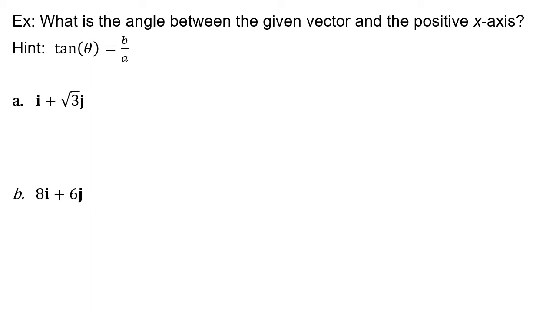So if I have a vector i plus root 3 j, or if you'd rather write it, this is 1 and square root of 3 for the vector, whichever one you want to do, then I could do that tangent theta is the second number divided by the first number, or just root 3.